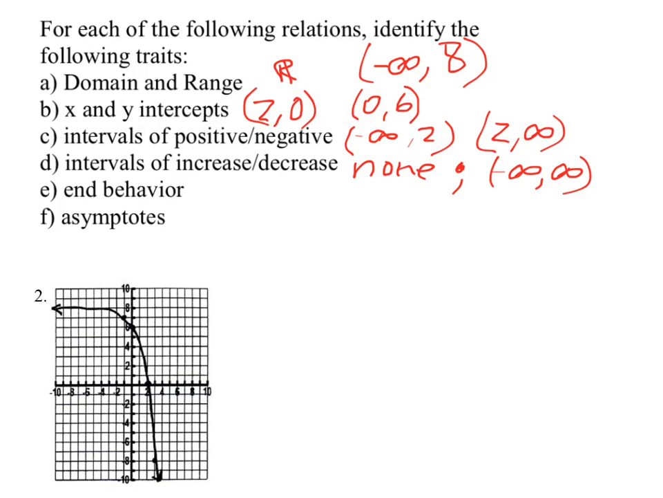Let's deal with the asymptote thing first. This one does get really, really close to a line, but not cross it, and that line is y equals 8, which is this horizontal line up here.